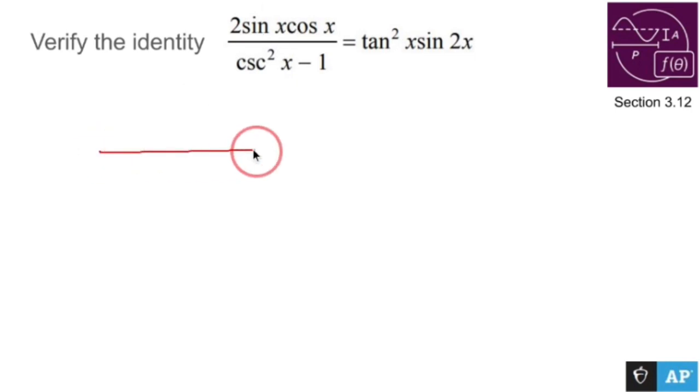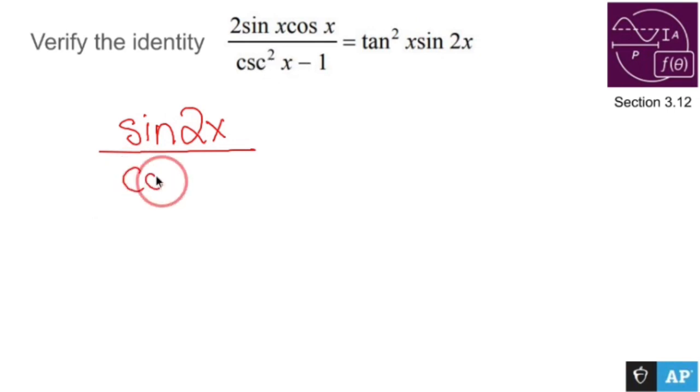I know 2 sine x cos x is the result of doing sine 2x because of the double angle identity. I know that cosecant squared x minus 1 is the same thing as cotangent squared x. Now, does that get me what I want? No, but what else do I see?